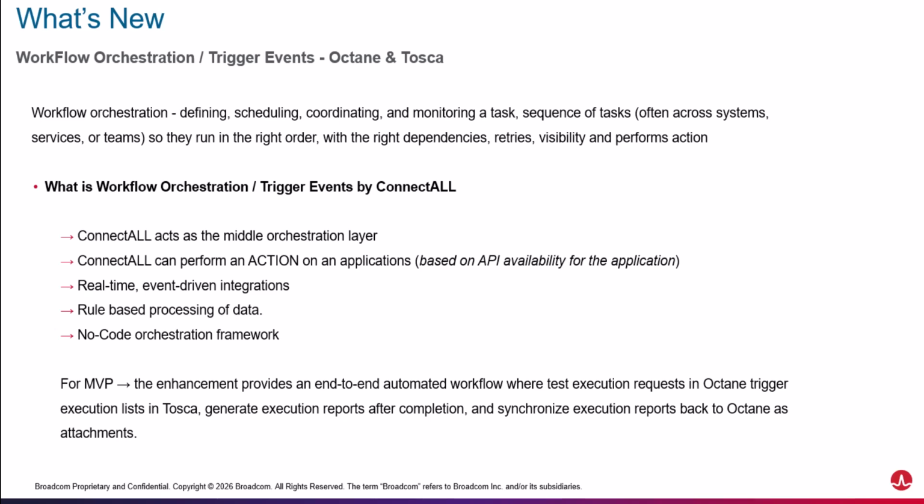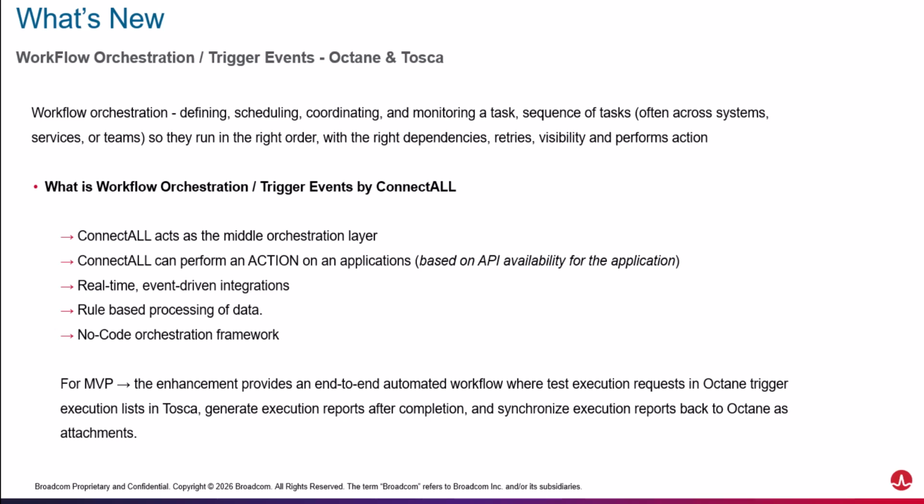The way ConnectALL acts is as a middle layer, basically an orchestration layer. You can perform some action based on some event that's happening on your record, and trigger some action that has to happen on the destination system. That's the whole idea. The MVP we have is an end-to-end automated workflow between Octane and Tosca.